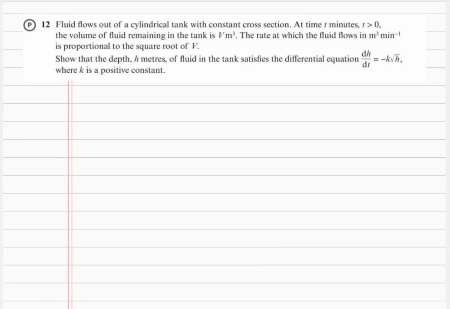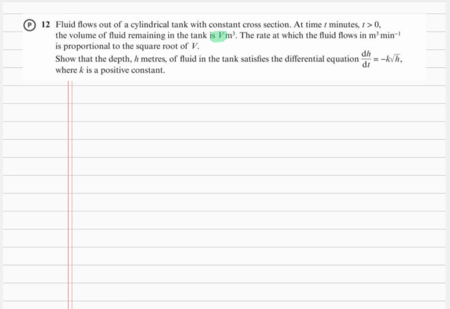Hi everyone, this video is on exercise 9J question 12. Fluid flows out of a cylindrical tank with constant cross-section. At time t, the volume of fluid remaining in the tank is V meters cubed.